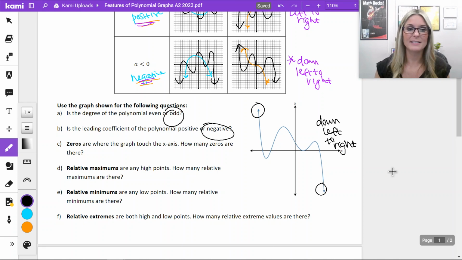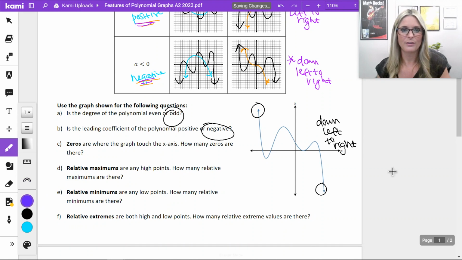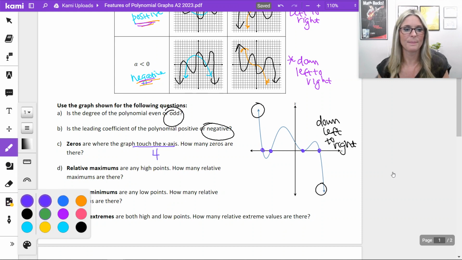Question C, zeros are where our graph touches the x-axis. We've already studied this. We've talked about this vocabulary with our quadratics. How many zeros are there? How many times does the graph cross or touch the x-axis? Let's do blue for our zeros. I see 1, 2, 3, 4 places where it cross touches the x-axis.